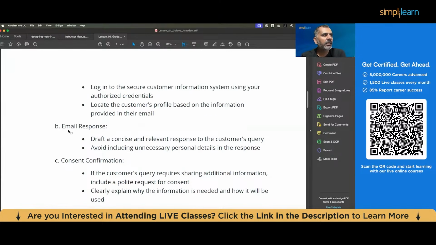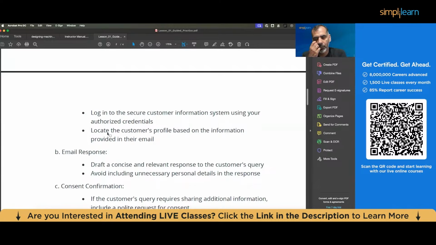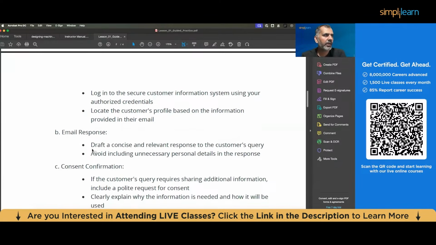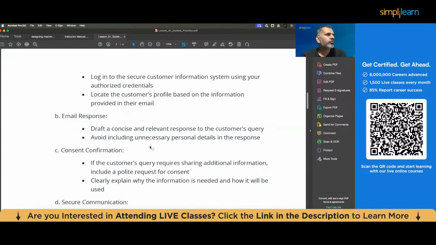Then you can draft an email. It's not that you can share this information on any platform. The platform should be secure. So you can draft a concise and relevant response to the customer query. Avoid including any unnecessary personal detail in the response. So this is the minimization principle. Only use the intended information. Do not add any kind of unnecessary information.